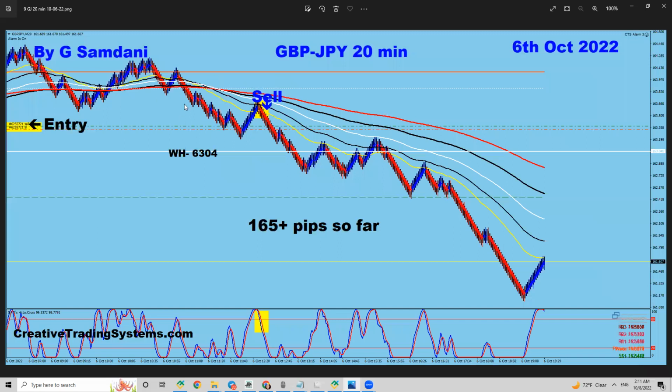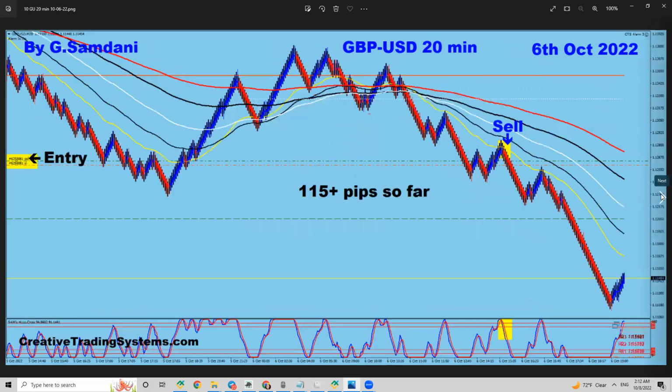Pound yen, just like pound Aussie, pound USD went down. This is also a beautiful trade, short setup here, and then 165 pips all the way down on the 6th. This is pound yen, and on the 6th, pound USD as well, the same thing. Both trades I posted on my Telegram channel. Sell order, SL move to break even plus, 115 pips pound USD, beautiful sell order, by the perfect by the book setup, and went down for 115 pips.